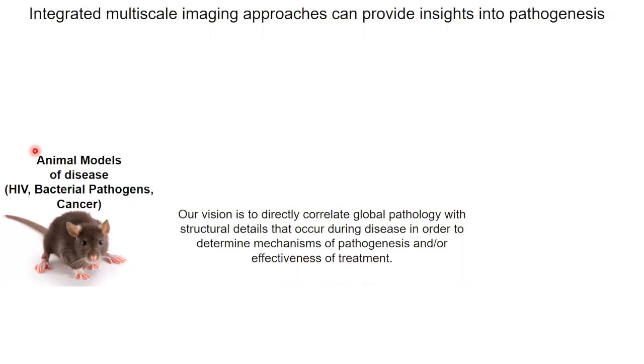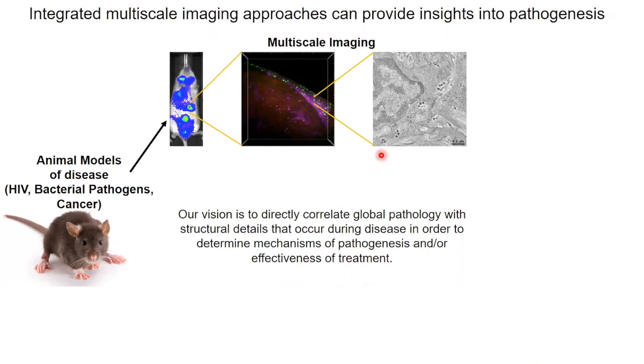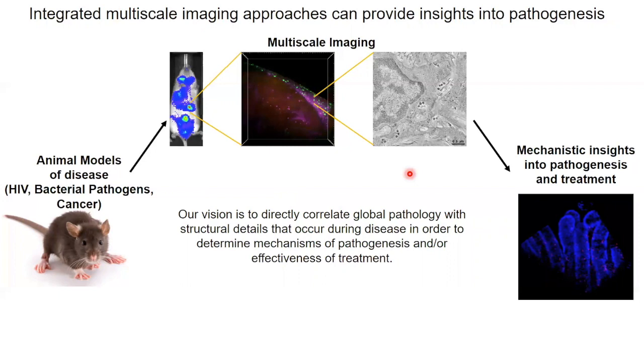And so my lab's long-term vision is to directly correlate global pathology with structural details that occur during disease. We want to do this in order to determine mechanisms of pathogenesis and also understand treatments and how the models will respond to various treatments, and see if we can improve this and also understand the efficacy better. I just talked about some of the workflows we've been using so far, but the ultimate idea is to gain insights into the mechanistic details of pathogenesis and also treatment.